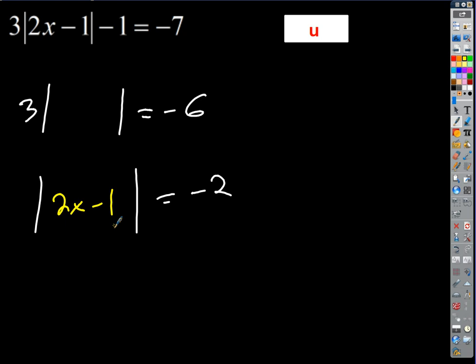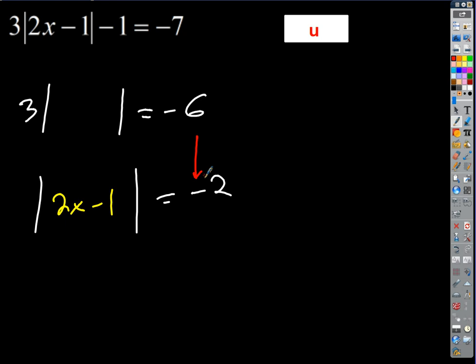Times can't be negative. Good. So right away, we can see there's something fishy going on here, right? And we could do more work, but it's going to be a waste of time. If I have the output of an absolute value equal to a negative, is there any value of x that's ever going to make that true?